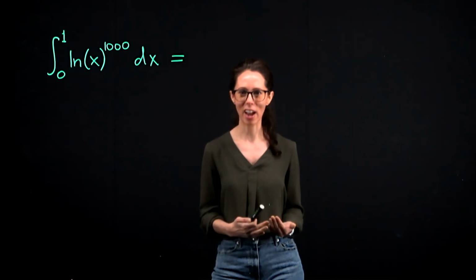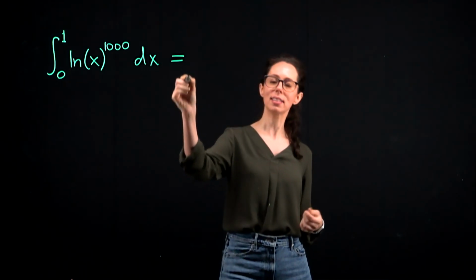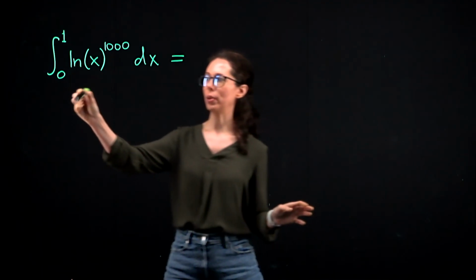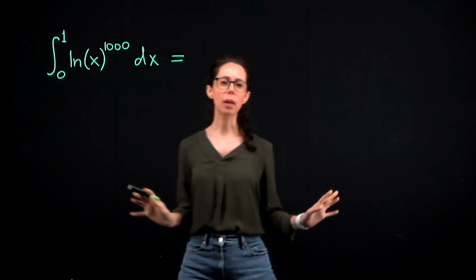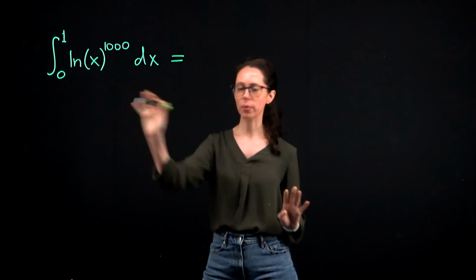So if I wanted to be really correct, I would say that this is the limit as t approaches 0 from the right, and then I would have the integral from t to 1, but I'm not going to switch into that notation, so I'll stick with this notation.